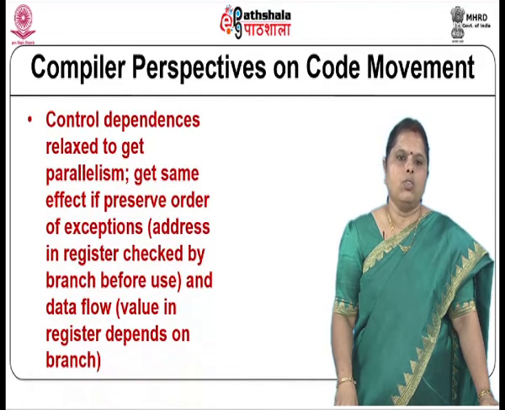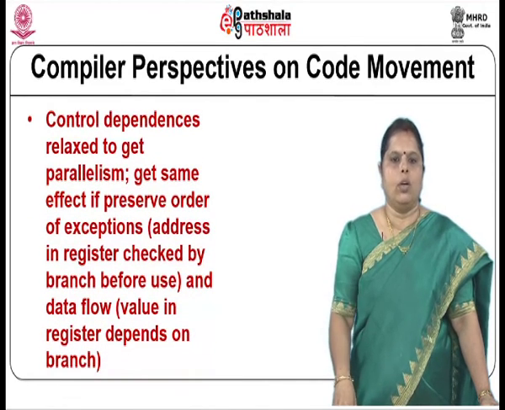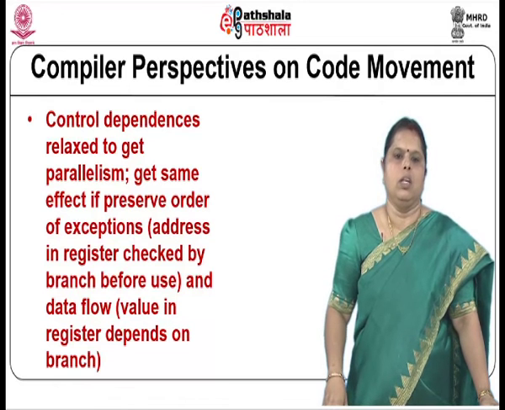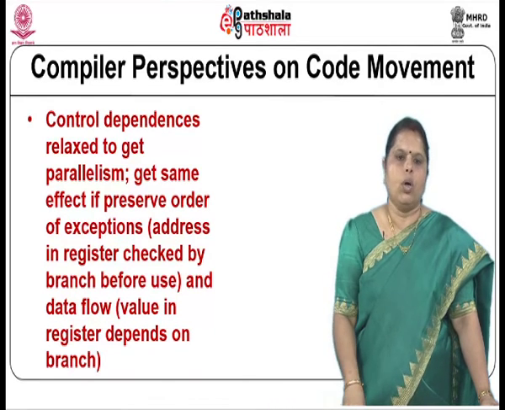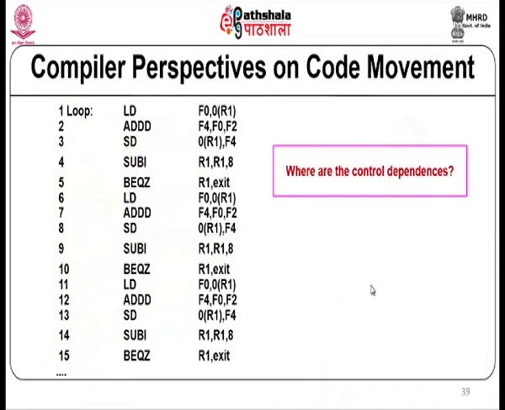So, as long as you are able to maintain the data flow and preserve the exception behavior, you are allowed to move instructions around the branch. So, here in the control dependencies, you have your sub instruction which generates a value for R1, and the branch instruction gives rise to a control dependence. If you want to move the sub instruction or a load instruction into the branch, this reorganization might give rise to a data flow problem.